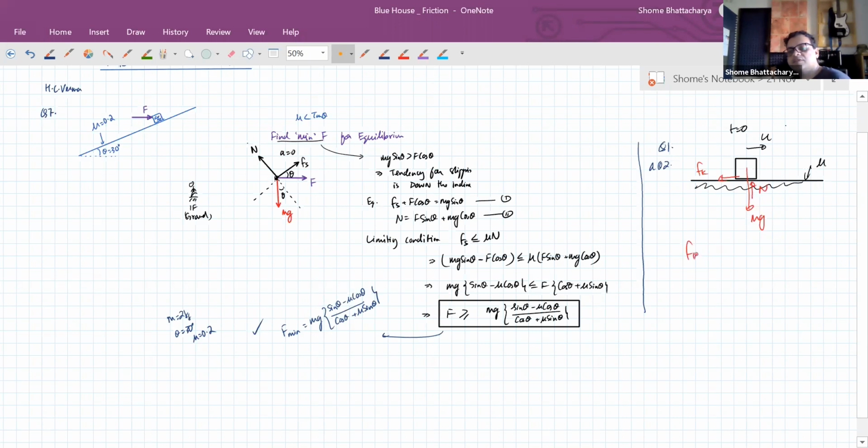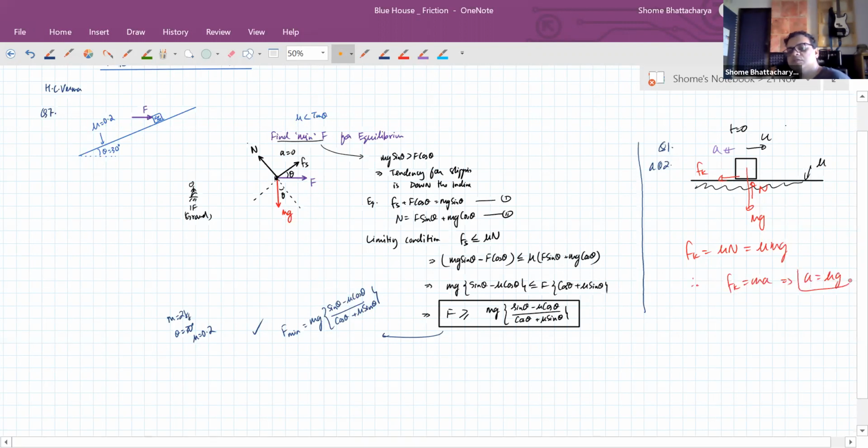So that kinetic friction will be mu N, which will be mu mg. So that will create a rate of deceleration for the block. So this A, you can see, the rate of deceleration will be mu g.